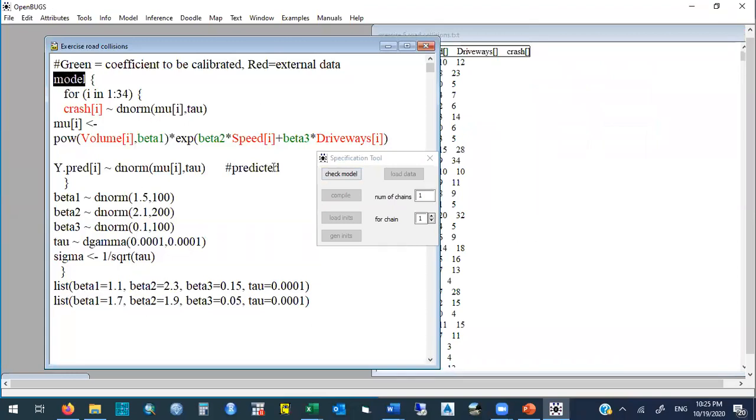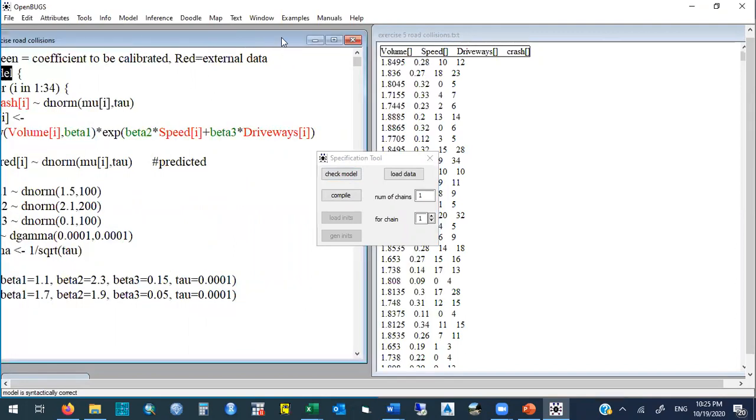Okay. So you say model, check model. It's gonna give you here at the bottom indication if the model is correct. We're gonna come here and highlight the data and say load data. It's gonna give you an indication on the bottom left that the data has been loaded.